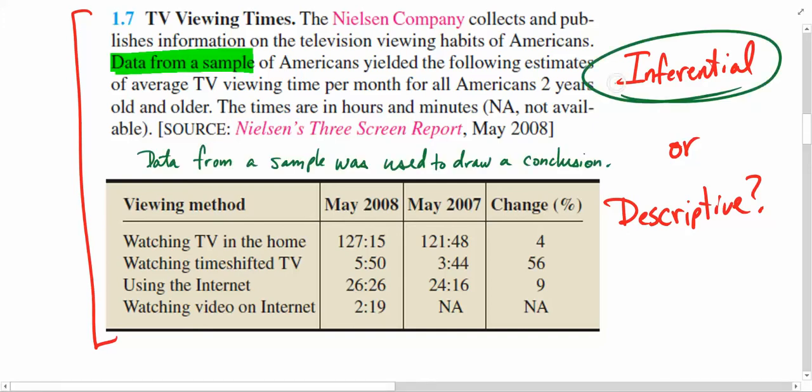In this case, we would say that this is an example of inferential statistics, or this is an inferential study. And the reason for that is because we collected data from a sample, and that data from a sample was used to draw a conclusion about a larger group.